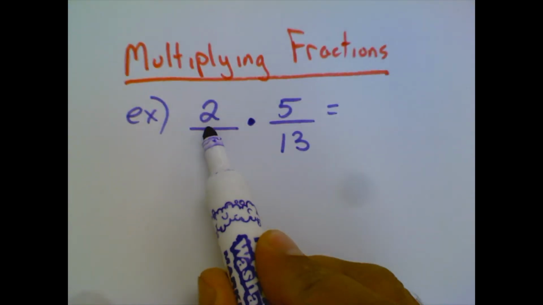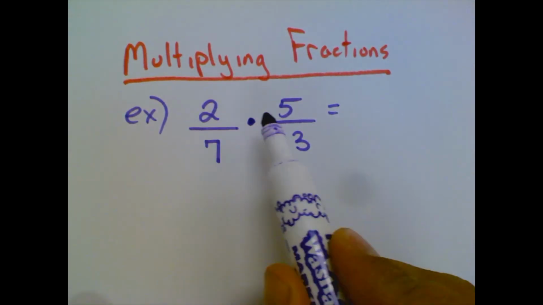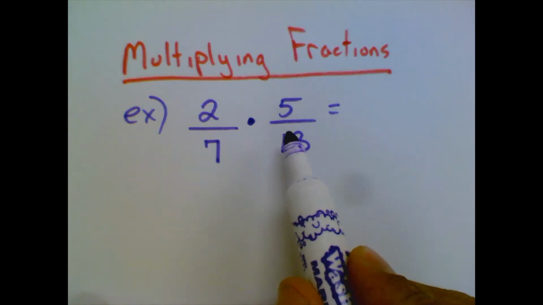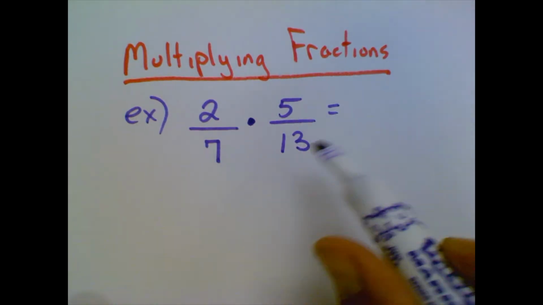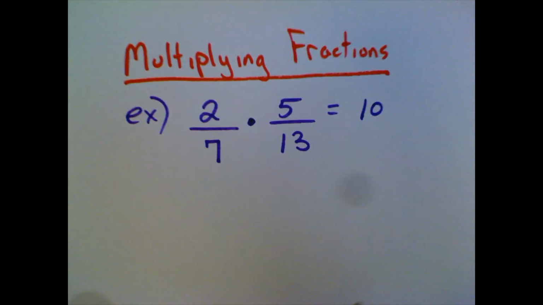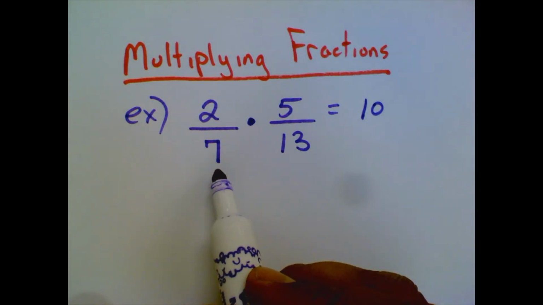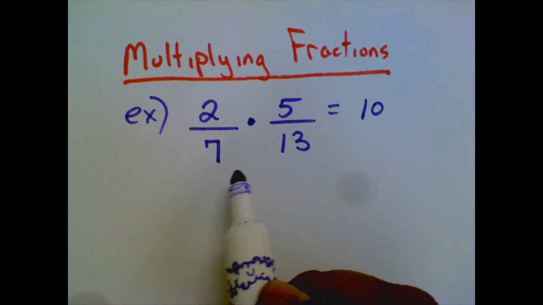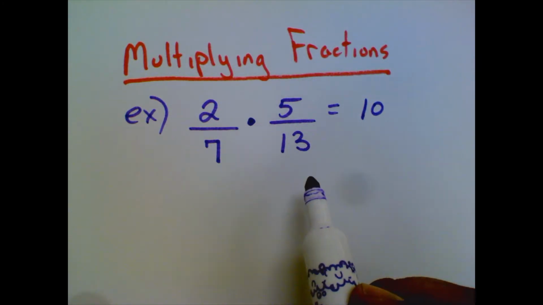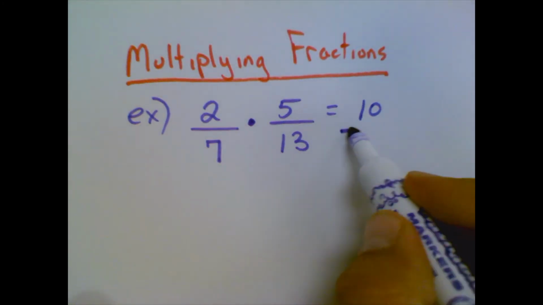So you're going to take the two numerators, in this case 2 and 5, and multiply them straight across. So 2 times 5 is 10. That's your new numerator for your solution. Now we're going to take the two denominators, 7 and 13, and multiply those two numbers together.